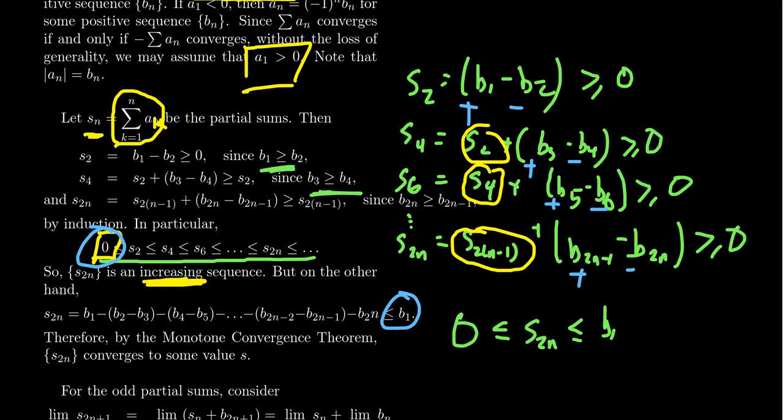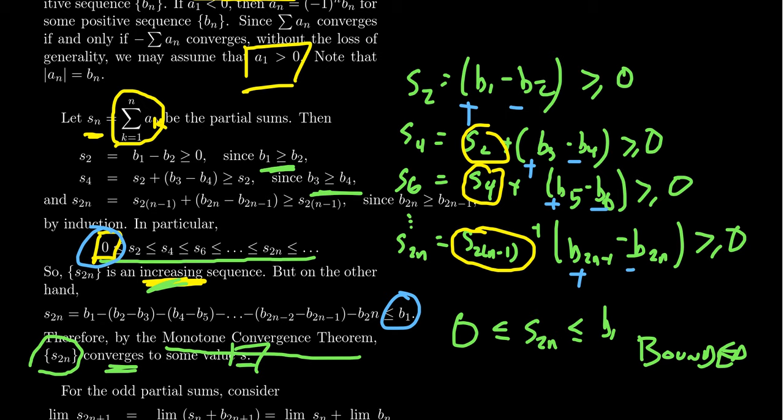And so this tells us that our sequence is bounded. We have a bounded sequence, and we also have an increasing sequence. So the monotone convergence theorem applies and tells us that the sequence of even partial sums converges, and thus it has to converge to some value, which we will call S. That gets us halfway there, right?